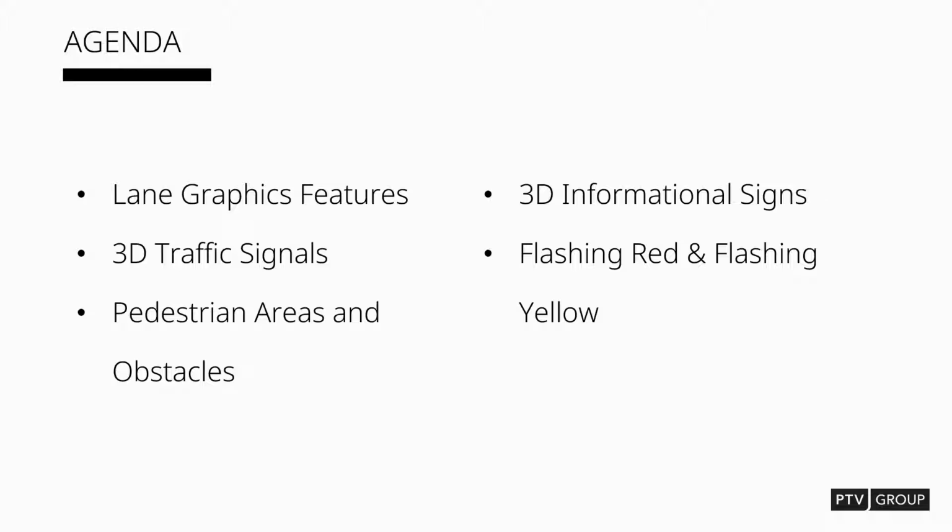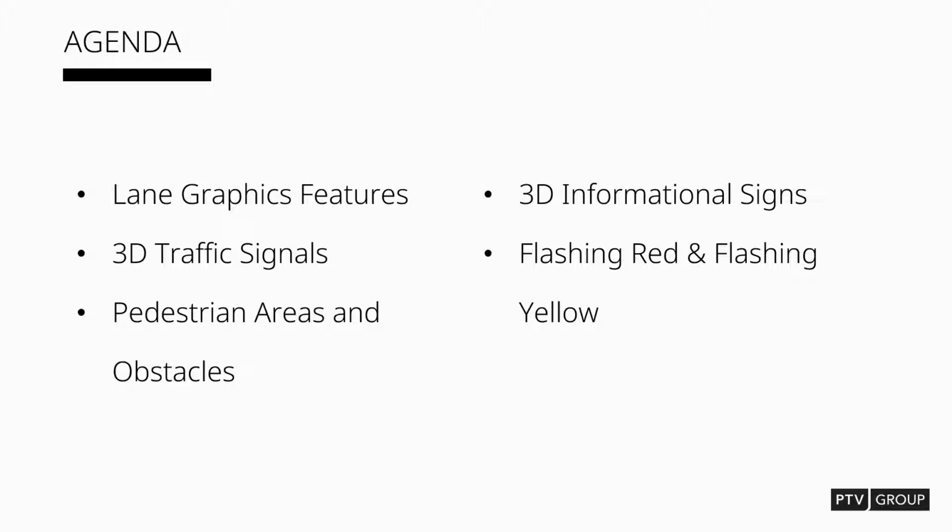Then we're going to be talking about how to use pedestrian areas and obstacles. Even if you don't have VisWalk, you can still utilize these features within Vissim. The models I'm going to be showing have VisWalk pedestrians walking around, but you can still use the areas and obstacles as various curbs and medians and things like that, and give them textures to spruce up your model a bit.